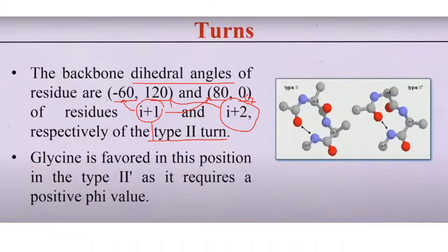Okay, so glycine is favored in this position in type 2, as it requires a positive phi value.